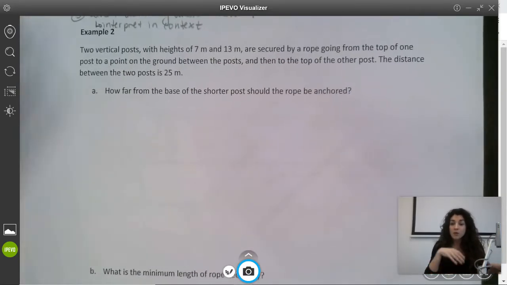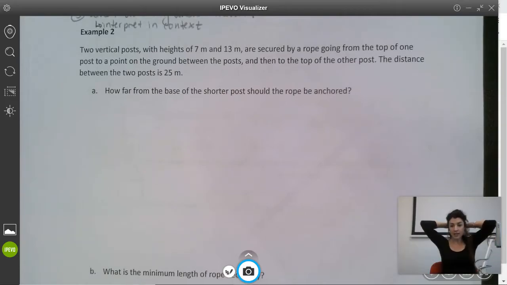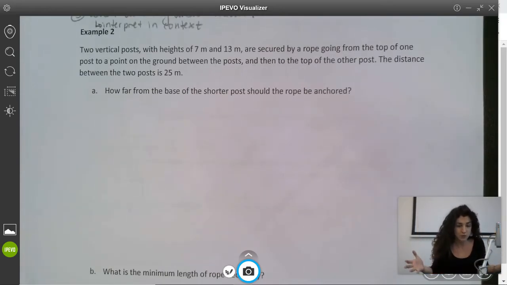We're going to do one more referencing back to these questions, and then our next notes will finish the rest of these. We have two vertical posts with heights of 7 and 13. They're secured by rope going from the top of one to the point on the ground between the two posts and then the top of the other post. So it goes from two posts down and then back up to another one. So we need to represent this visually, which is our first question. The distance between the two posts is 25.